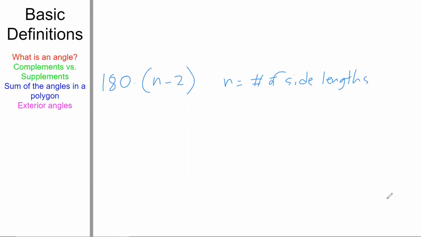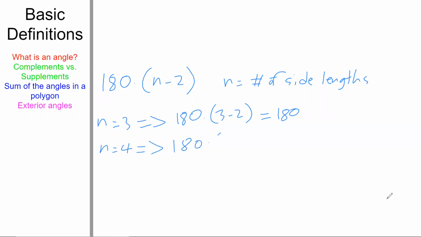And you can see that this is true. For example, a triangle, n equals 3. If you plug 3 into this formula, 180 times 3 minus 2 is equal to 180. And for a square or a quadrilateral, n equals 4. When you plug it in, 180 times 4 minus 2 is 360. So this right here is a very important formula. You guys probably want to memorize this. It tells you the sum of all the angles in the polygon.